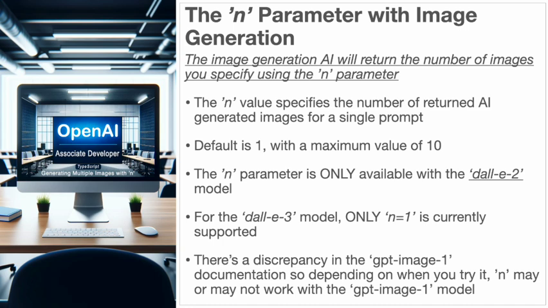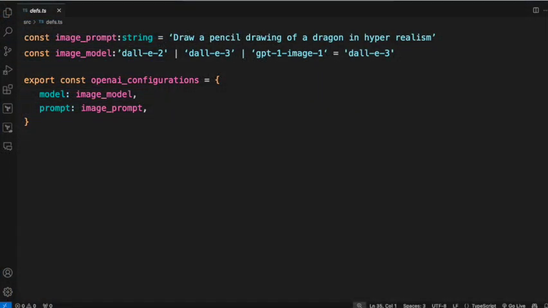Let's go ahead and set up our configuration object in our defs.ts file to use the N property. In our code, we'll first set our image generation model to DALL-E 2, as this is currently the only model that supports the N property with values greater than 1. Next, we'll add the N property to our configuration object and set it to 3. Adding the N property allows you to specify the number of images you want the AI to generate.